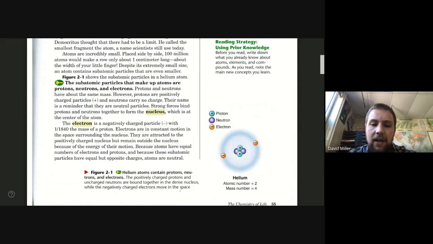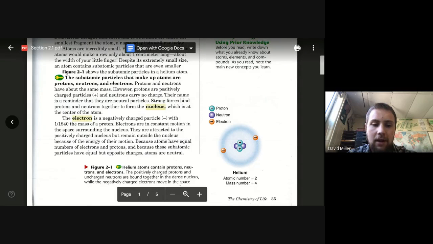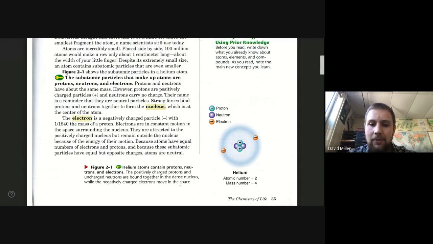The electron is a negatively charged particle with 1/1840 the mass of a proton, almost 2,000th the mass of a proton. Electrons are in constant motion in the space surrounding the nucleus. They are attracted to the positively charged nucleus, but remain outside the nucleus because of the energy of their motion. Because atoms have equal numbers of electrons and protons, and because these subatomic particles have equal but opposite charges, atoms are neutral.